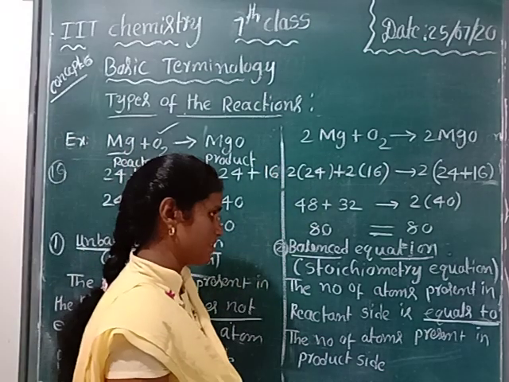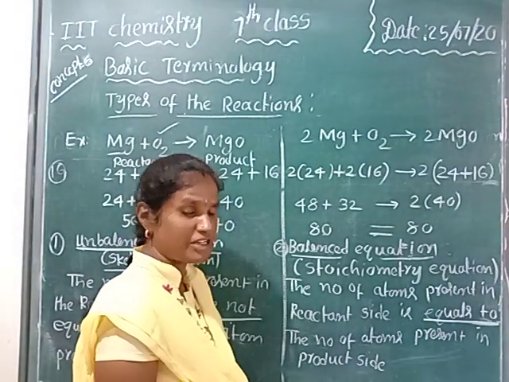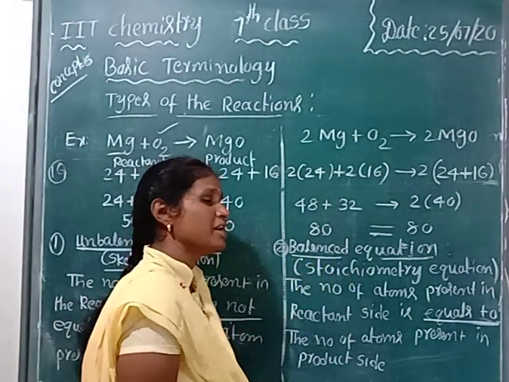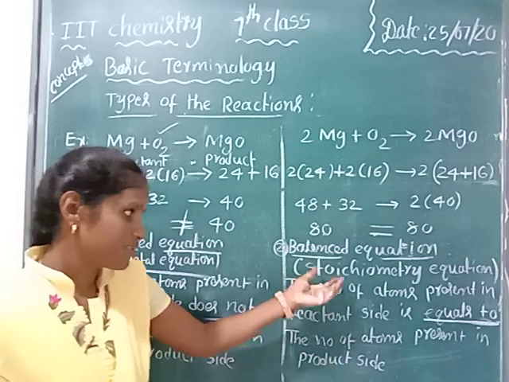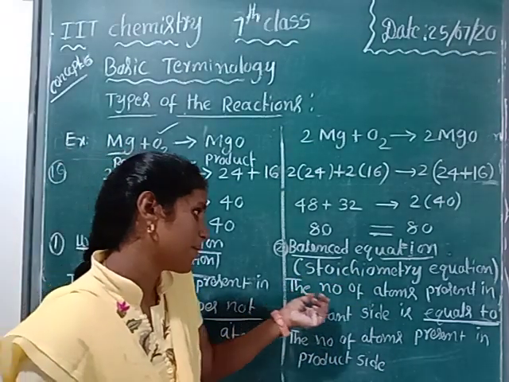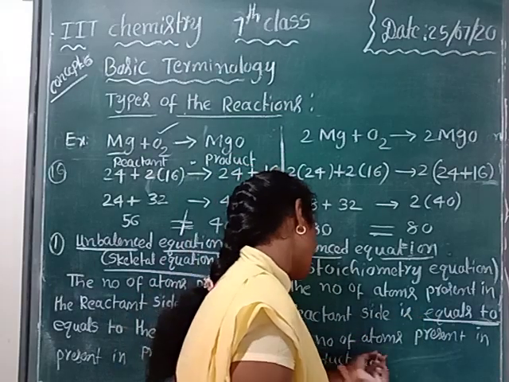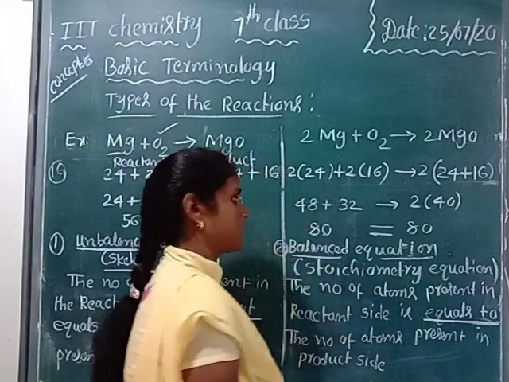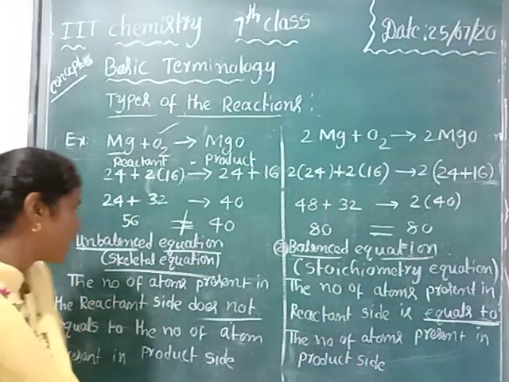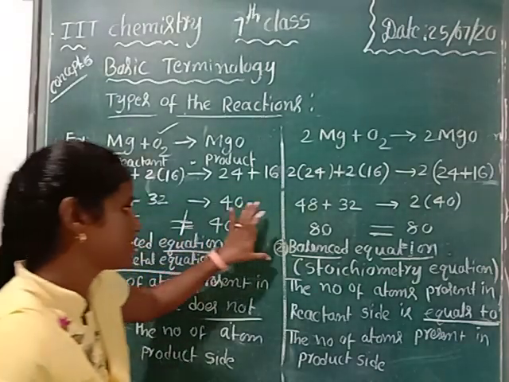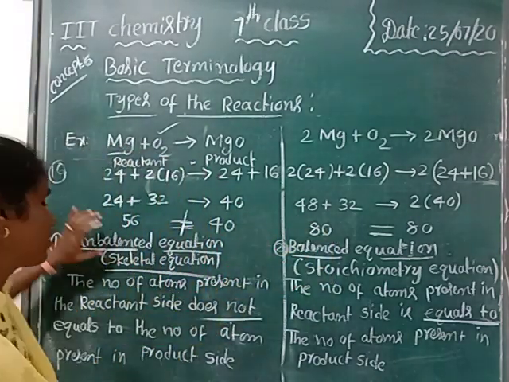Next, balanced equation. What is the definition of a balanced equation? Another name is stoichiometry equation. The number of atoms present in the reactant side is equal to the number of atoms present in the product side. Did you understand? What is an unbalanced equation? What is a balanced equation? Very good.